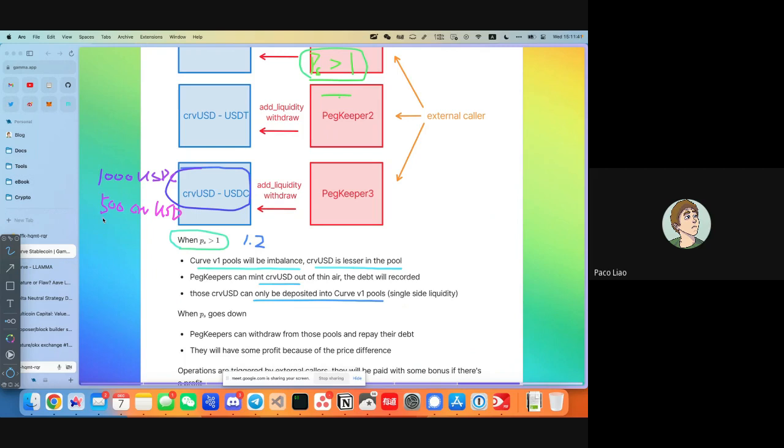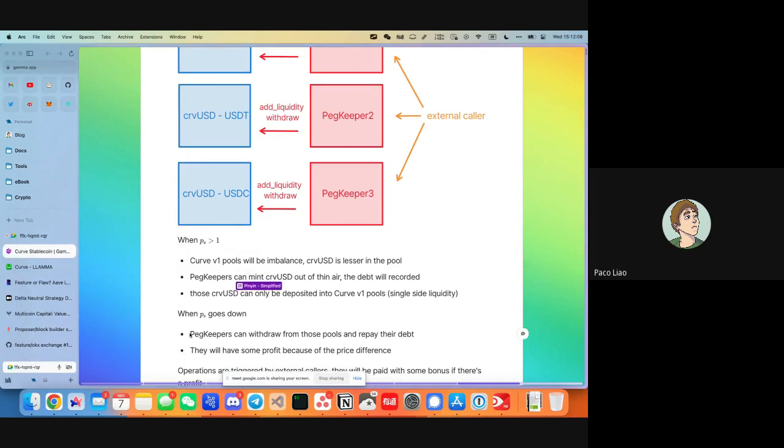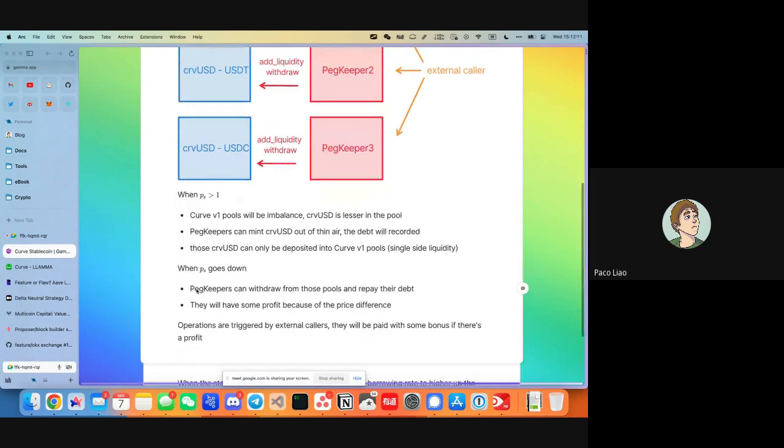So Curve USD will be at a higher price. At this time, peg keeper can mint Curve USD and deposit it to the pool. And it is single-sided liquidity. They can add liquidity to the pool. Let's say they add 200 Curve USD to the pool. So this will help to lower the Curve USD price. And if the price goes down, the peg keeper can withdraw from these pools and repay their debt.